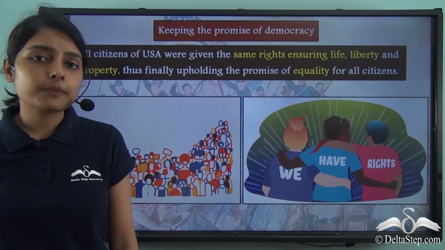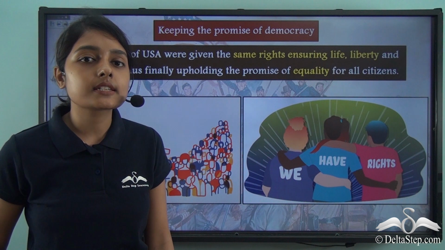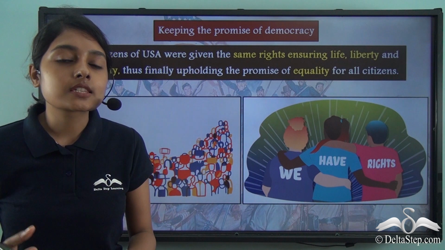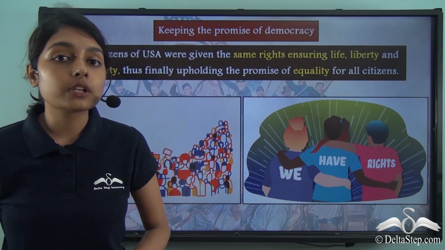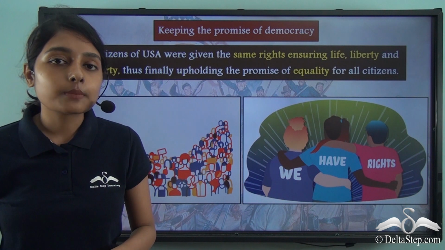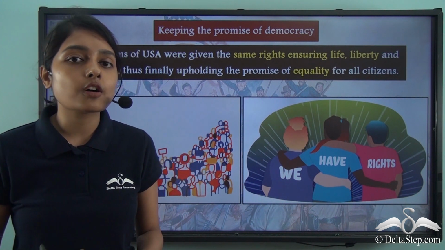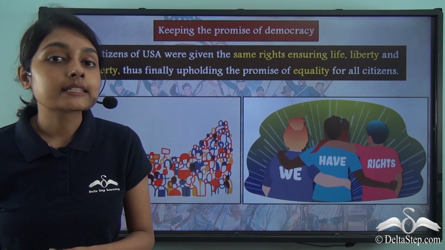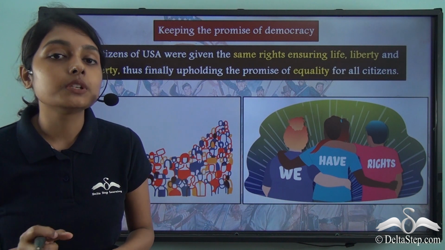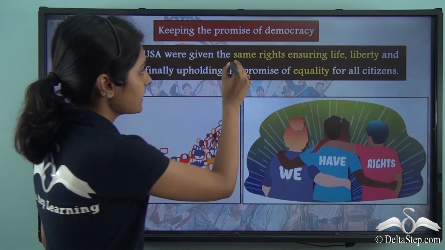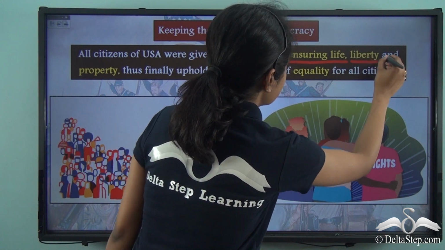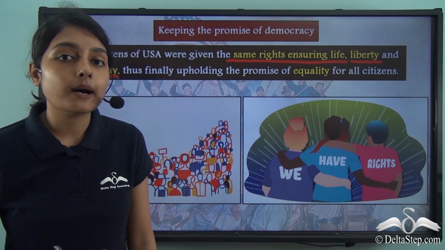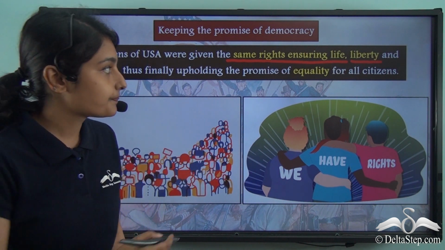So, the United States of America now became a truly independent and democratic nation. But to ensure democracy, all the citizens should be standing on an equal ground. That is to say, discrimination among citizens on the basis of their race, their color, their gender, their religion should not happen, and in this way democracy can be truly achieved. So, same rights ensuring life, liberty and property were thus finally upheld by the United States of America.